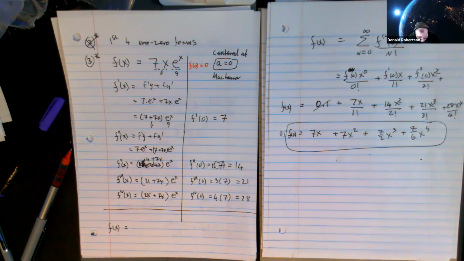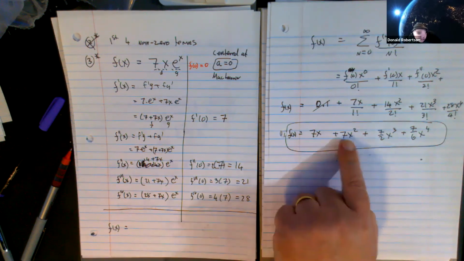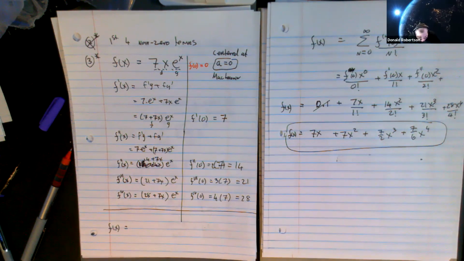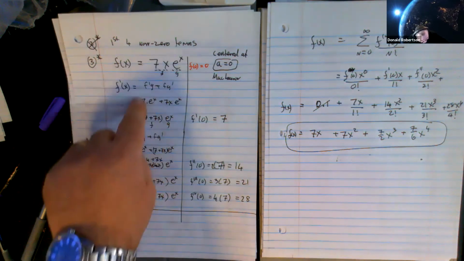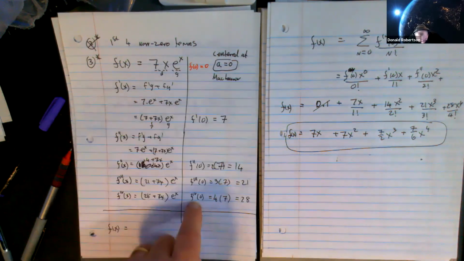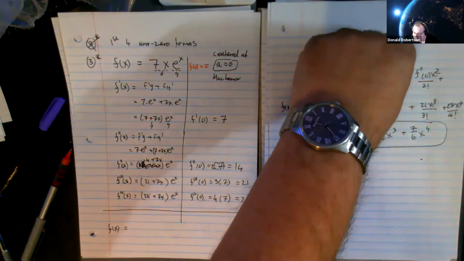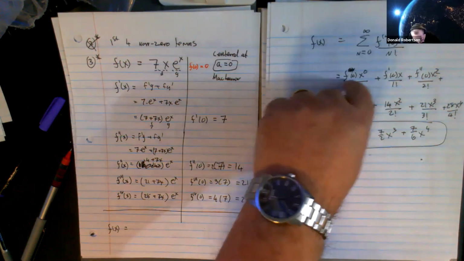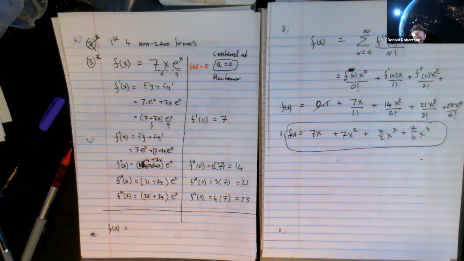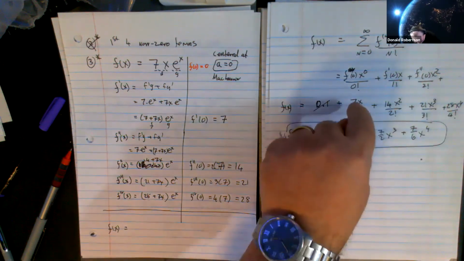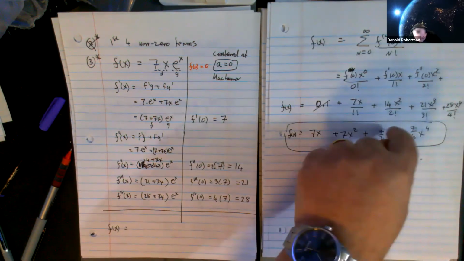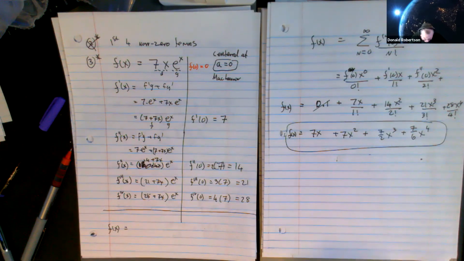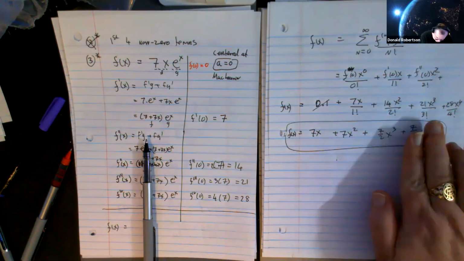So the question asked us to write down the first 4 non-zero terms of the Maclaurin series. And you could see how much work we had to do. We had to find a whole load of derivatives evaluated at 0, so we could put a number here. Then we write down all the terms until we get to 4 answers that don't have zeros in them, and we stop. If they wanted the first 3 non-zero terms, wouldn't we write just that?